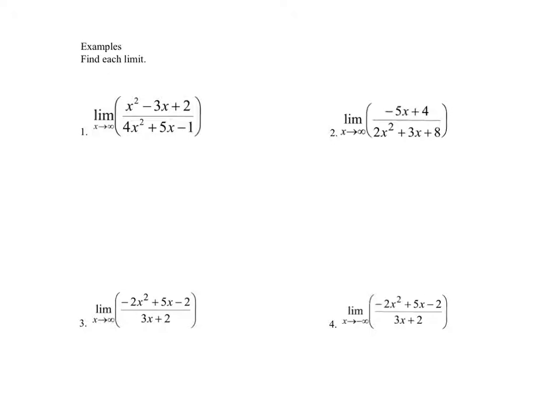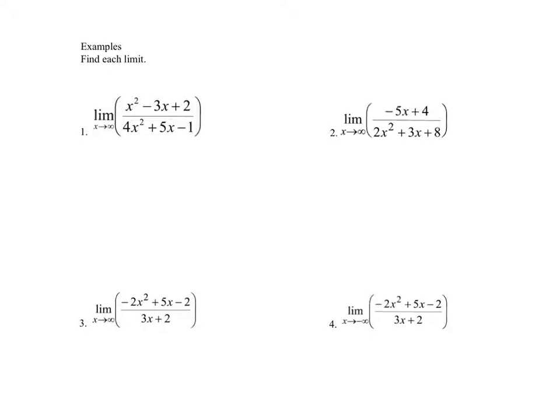Okay, so let's look at some examples of looking at limits at infinity. So this first one, I look at it saying, what is the limit as x approaches infinity of x squared minus 3x plus 2 over 4x squared plus 5x minus 1? Well, the degree of the top is 2, and the degree of the bottom is 2.